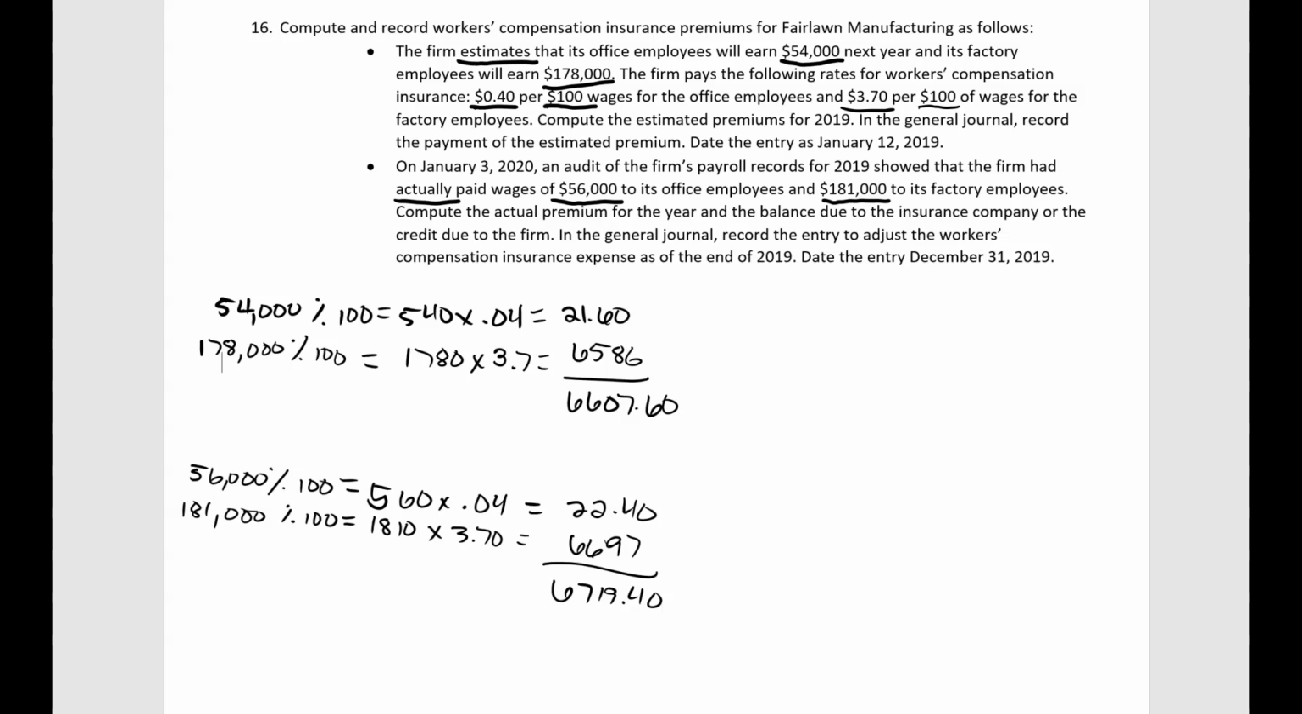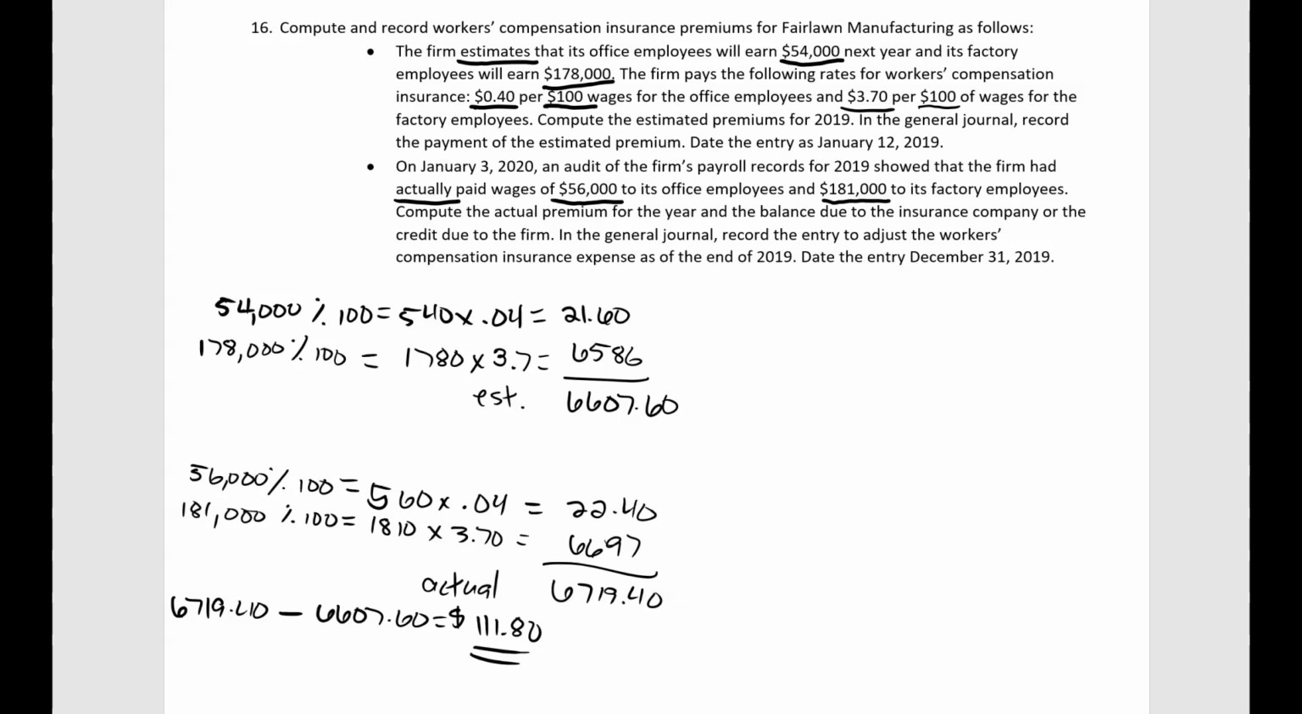Okay, this one is the estimated, and this is the actual. If you take what the actual was and subtract what the estimated was, you get $111.80. This is what we need to reconcile.